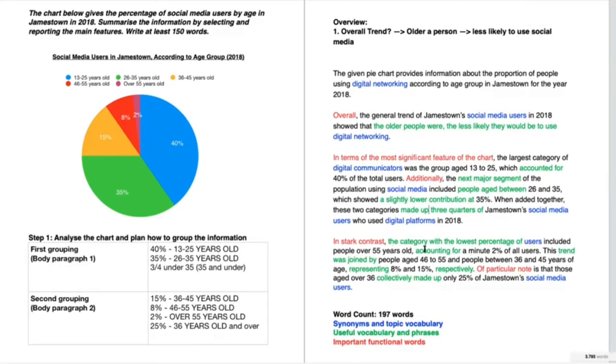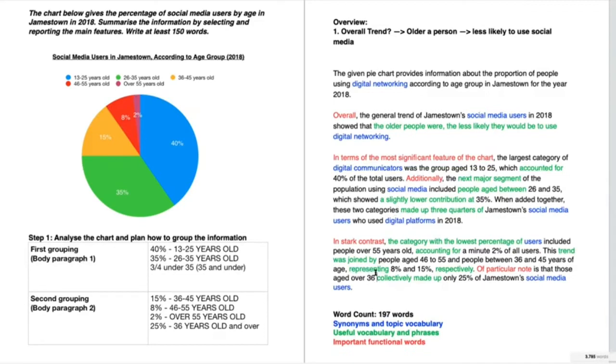Again, we have the category with the lowest percentage. So instead of segment or reusing segment, I said category. We have accounting for again. So note here that I said which accounted for, which was talking in the past. You could also talk in the present and say that this was accounting for a certain percentage. Then we said trend. So I used trend because it is a clear trend of older people who use digital media less. So I've said this trend was joined by, and then I had some percentages.